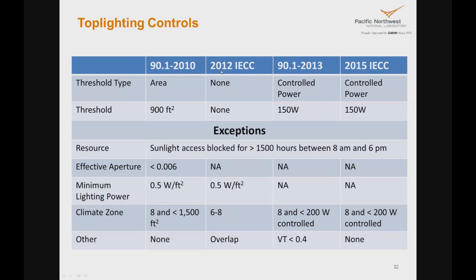There is a minimum lighting power threshold here in 90.1 2010 and 2012 ICC. If your lighting power density in the space is below 0.5 watts per square foot, you don't need to put in top lighting controls.